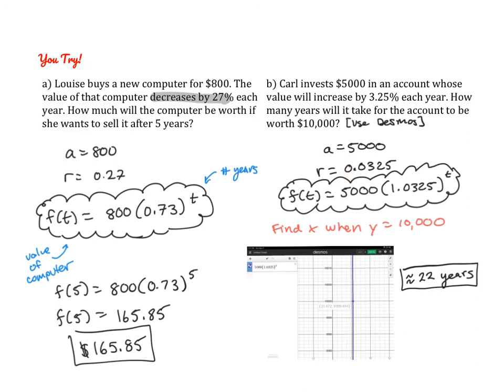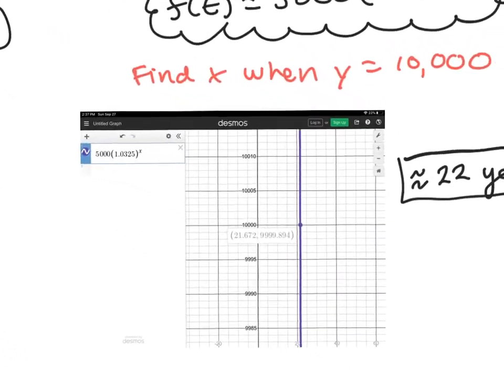For the second one, our A value is 5,000. Our R value is 0.0325. And since it's increasing, we do add it to 1. So you can see our growth factor is 1.0325. So here's our function. And they're saying how many years will it take for the account to be worth $10,000. So they're essentially saying find x, or your input, when y is 10,000. So you can see here I plugged it into Desmos.